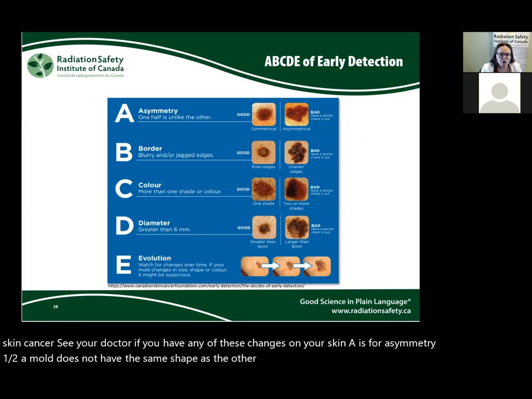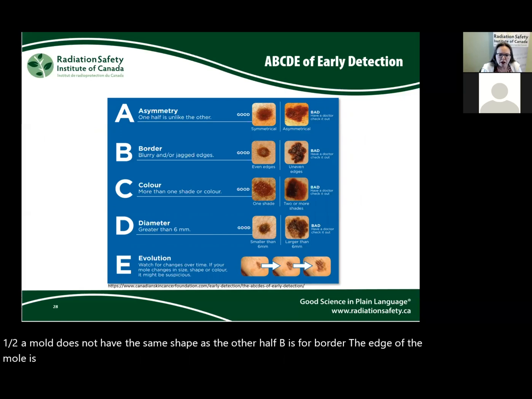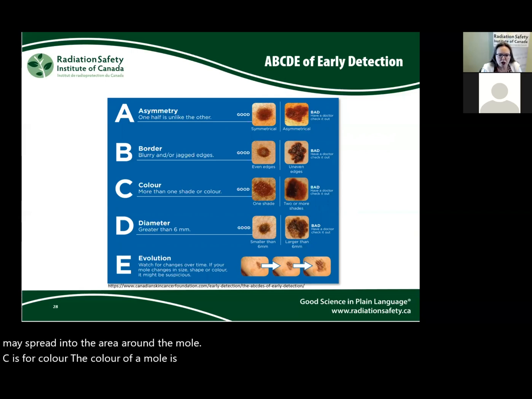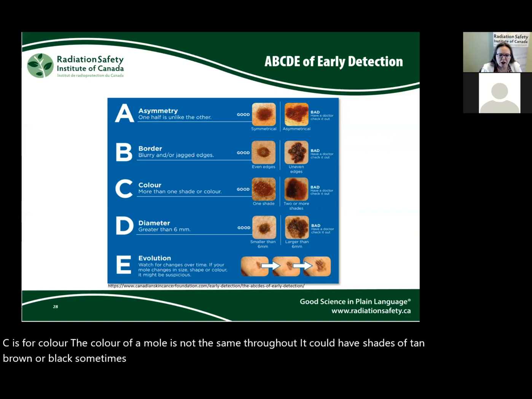B is for border. The edge of the mole is uneven or irregular. It can look jagged, notched, or blurry. The color may spread into the area around the mole. C is for color. The color of a mole is not the same throughout. It could have shades of tan, brown, or black. Sometimes areas of blue, gray, red, pink, or white are also seen.